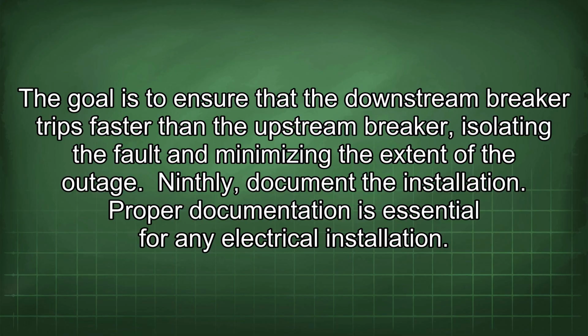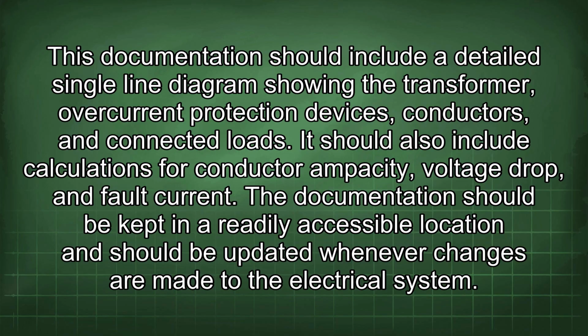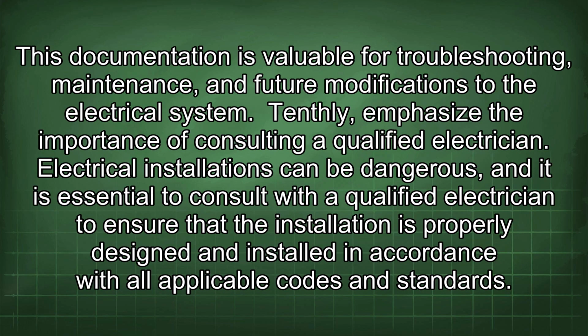Ninthly, document the installation. Proper documentation is essential for any electrical installation. This documentation should include a detailed single-line diagram showing the transformer, overcurrent protection devices, conductors, and connected loads. It should also include calculations for conductor ampacity, voltage drop, and fault current. The documentation should be kept in a readily accessible location and should be updated whenever changes are made to the electrical system. This documentation is valuable for troubleshooting, maintenance, and future modifications to the electrical system.